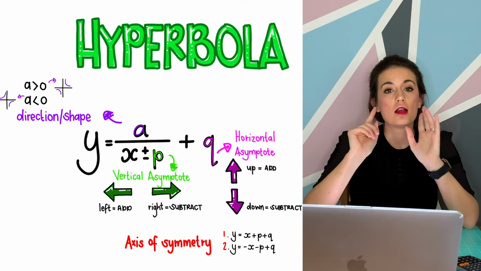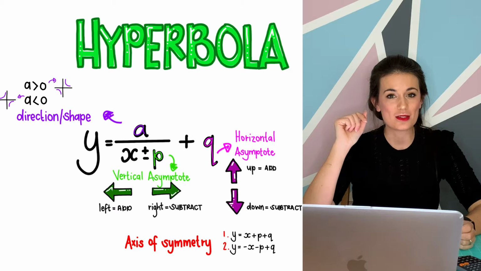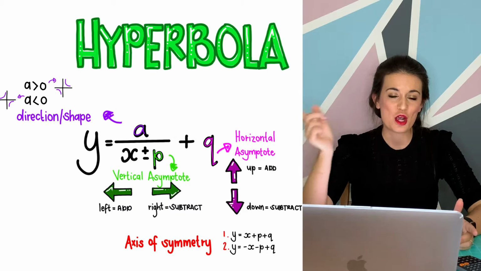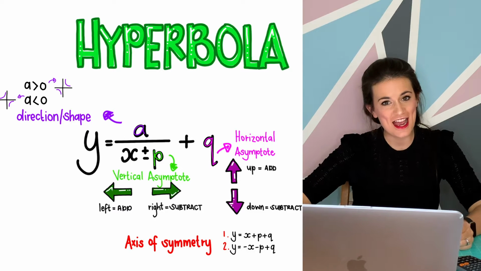Okay. Now, y equals x plus p plus q is obviously our positive axis of symmetry. The gradient is positive 1. y is equal to negative x minus p plus q is our negative gradient axis of symmetry.